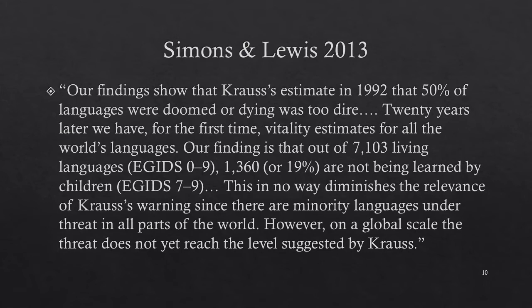A key quote from the Simons and Lewis paper, where they compare their results directly to Krauss. Our findings show that Krauss's estimate in 1992 that 50% of languages were doomed or dying was too dire. 20 years later, we have, for the first time, vitality estimates for all the world's languages. Our finding is that out of 7,103 living languages, 1,360 are not being learned by children. This in no way diminishes the relevance of Krauss's warning, since there are minority languages under threat in all parts of the world. However, on a global scale, the threat does not yet reach the level suggested by Krauss.